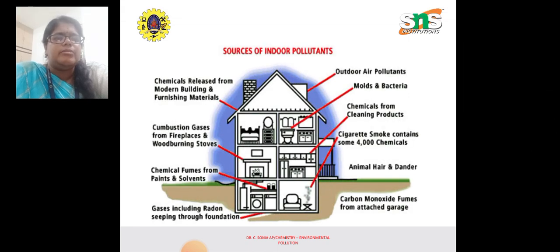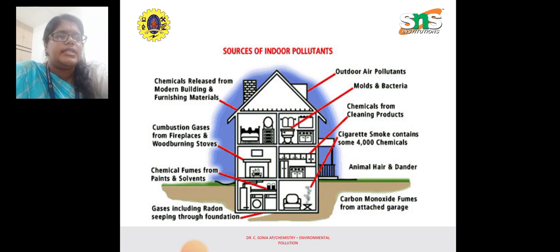We can see the picture depicting the sources of indoor air pollutants. Chemicals are released from the modern building, that is, from furnishing materials. On the left side we see combustion gases from fireplaces and wood-burning stoves, chemical fumes from paints and solvents, and gases including radon seeping through the foundation. The foundation will have radon, the radiation from the radon.